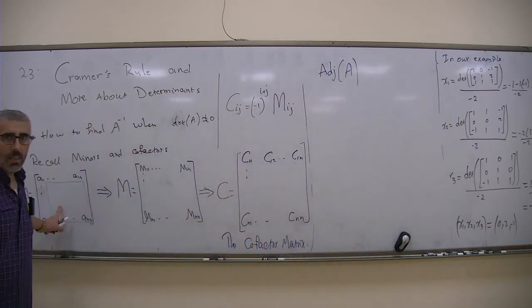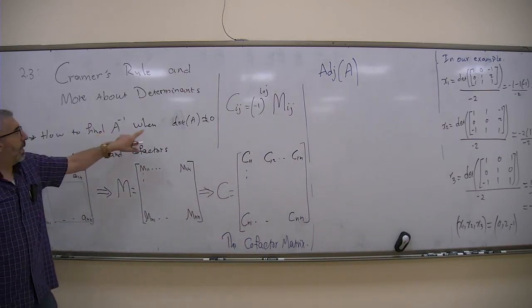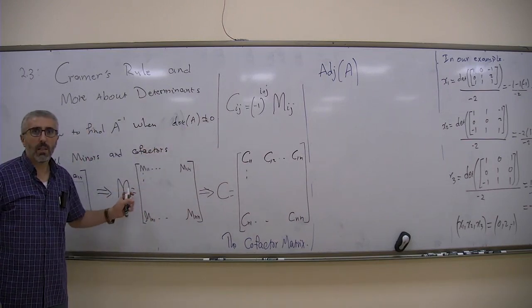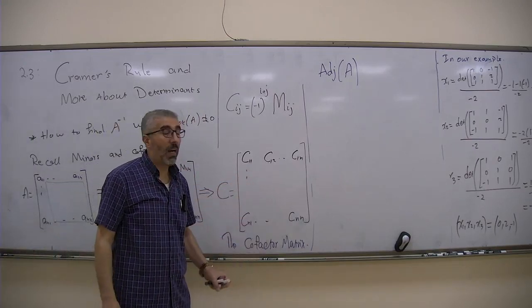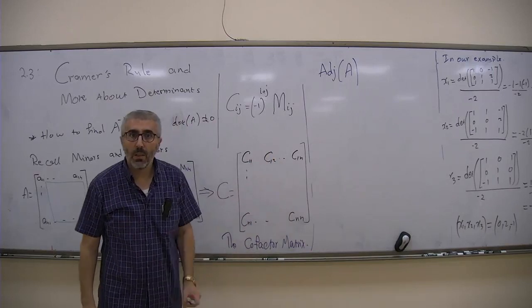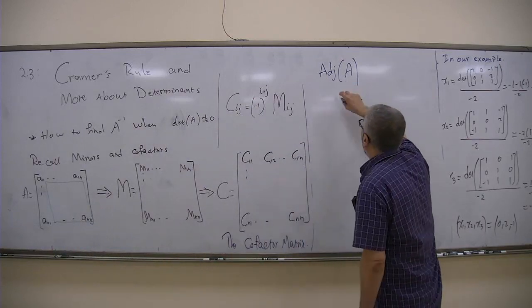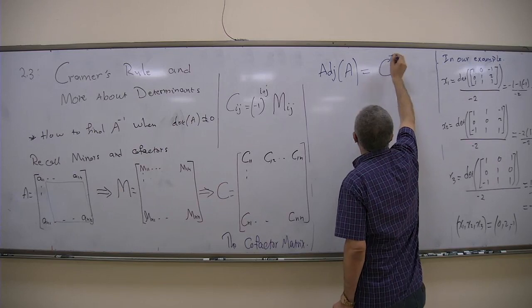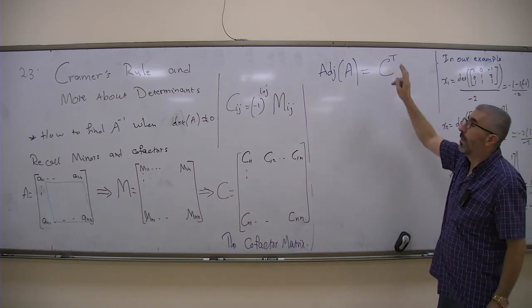You have a matrix A. It's an n by n matrix, and the determinant is not 0. From this, we found a matrix called the matrix of minors. And from this, we get the cofactor matrix, or the matrix of cofactors. Now, from this, we get a matrix called the adjoint of A. The adjoint of A is C transpose.